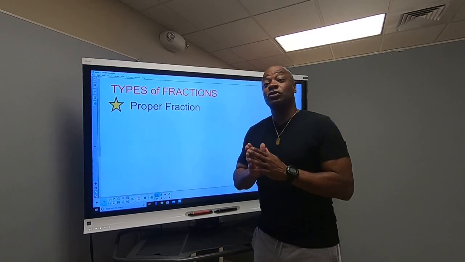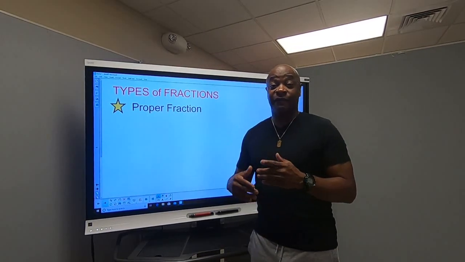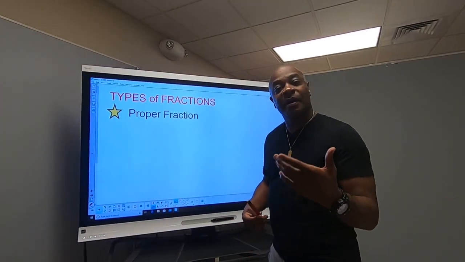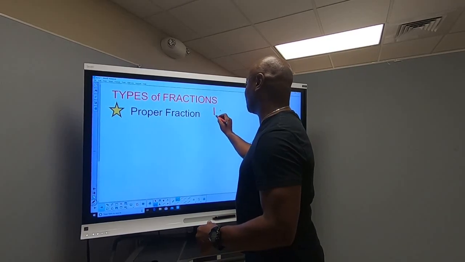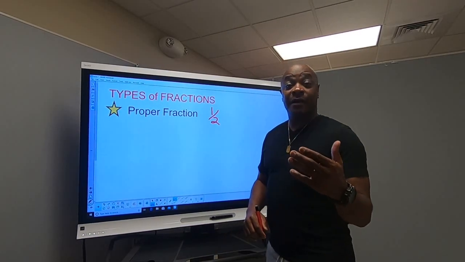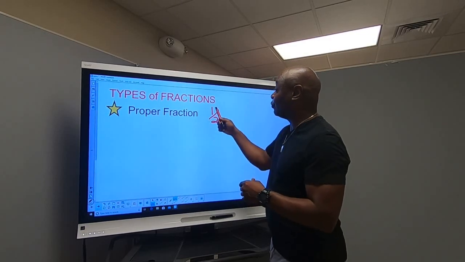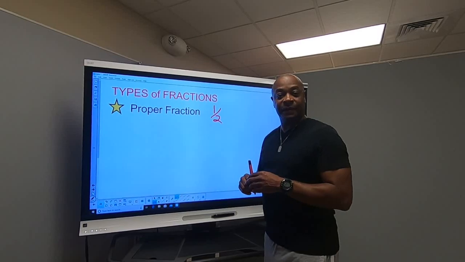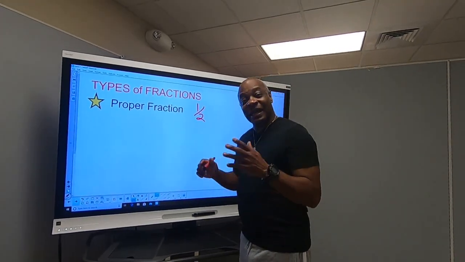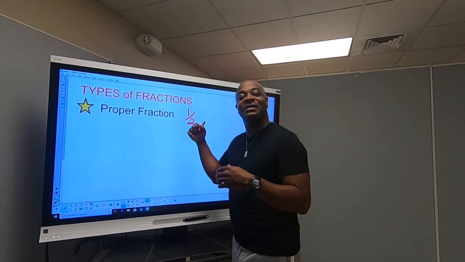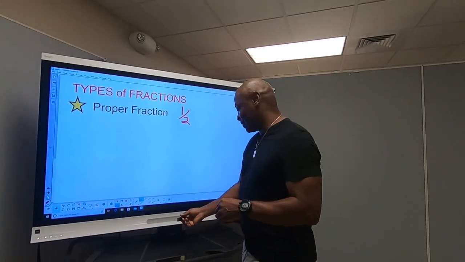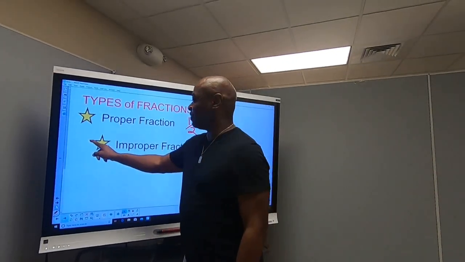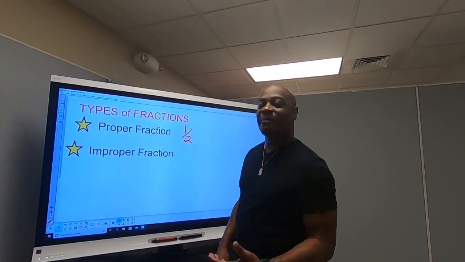Now, one thing I want you to understand is that all fractions have what they call a numerator and a denominator. Okay, so now when we talk about a proper fraction, let's just take a look at this right here. We say 1/2. Now, a proper fraction tells us that our numerator is always smaller than our denominator. All right, so now in layman terms, sometimes I want to say the top number is always smaller than the bottom number.